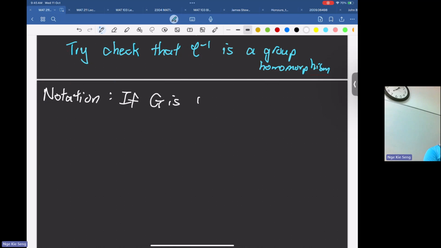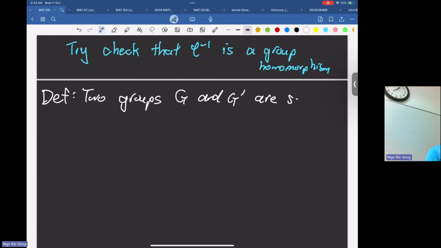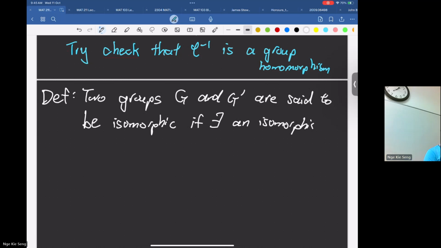I will introduce another word. So two groups, G and G prime, are said to be isomorphic if there is an isomorphism between them.